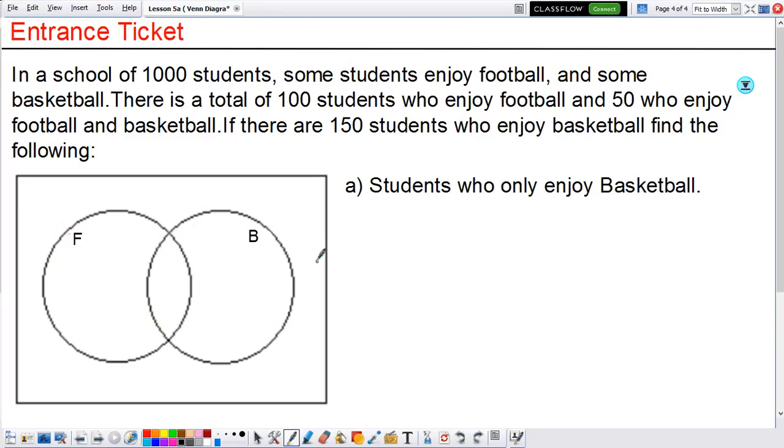Now, here's your entrance ticket. Understand the following scenario and answer the following question.